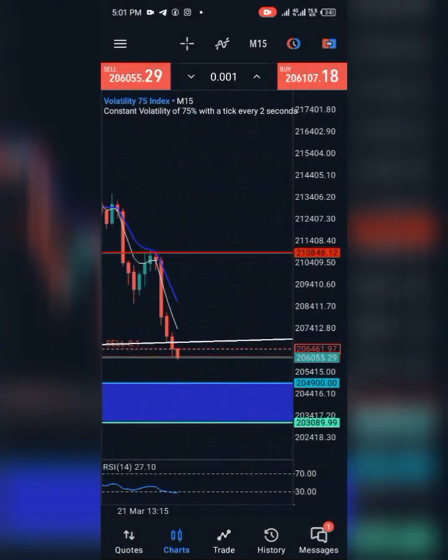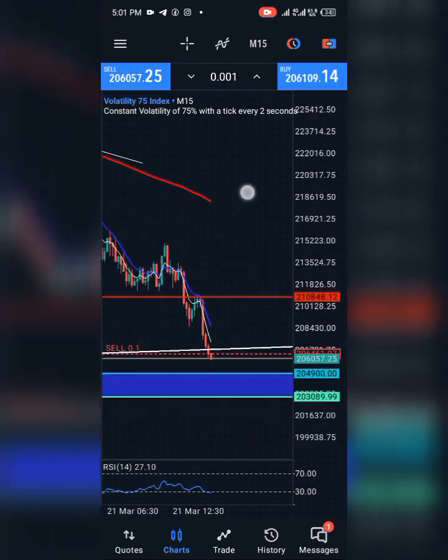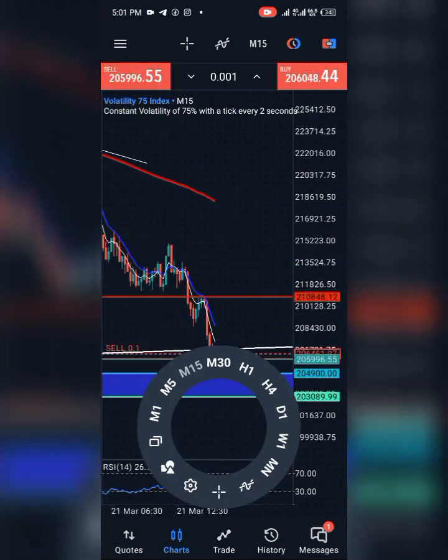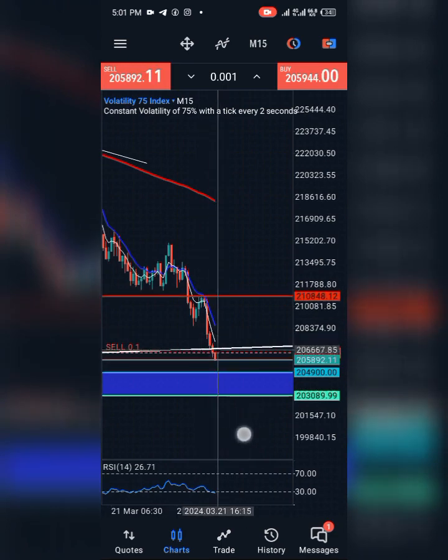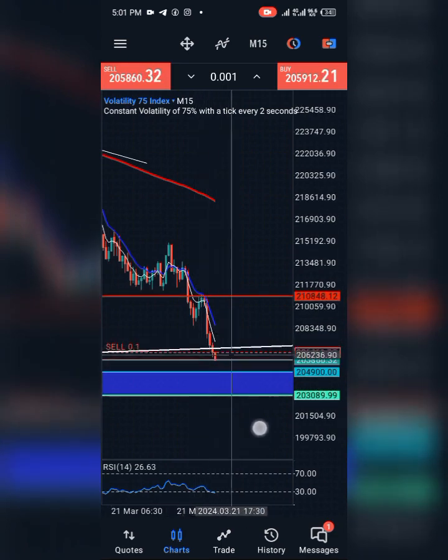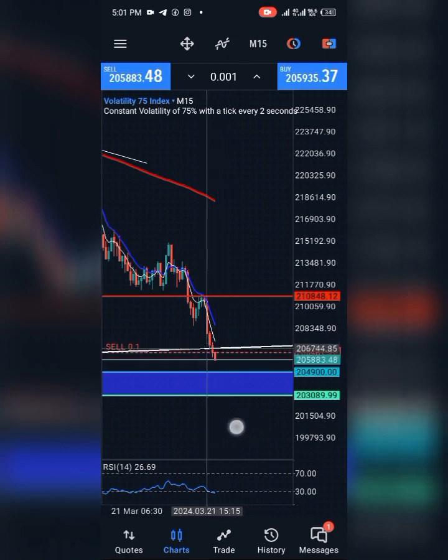It took about 6 to 7 hours for V75 to reach this target. Remember, I said that this zone is going to be our battle zone. This zone is the kiss zone, the zone for battle where we test our village people.